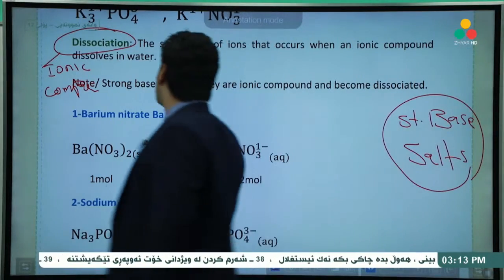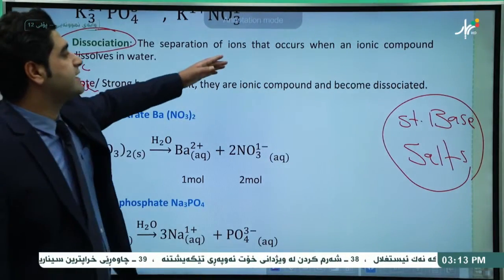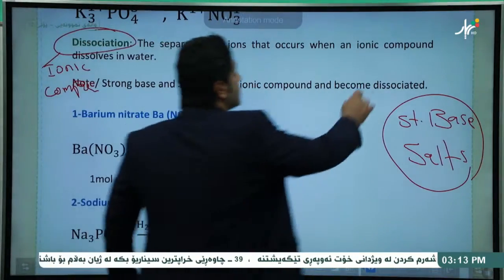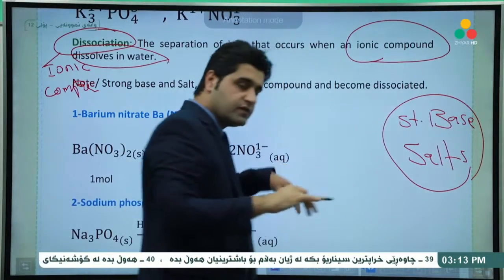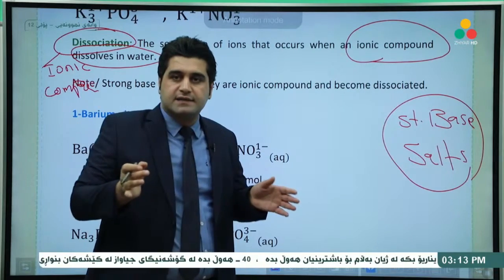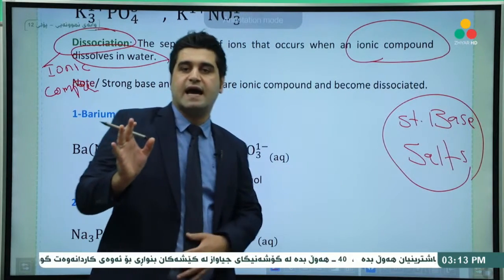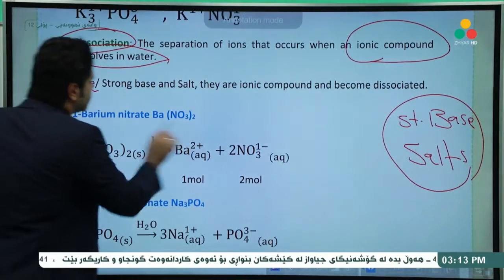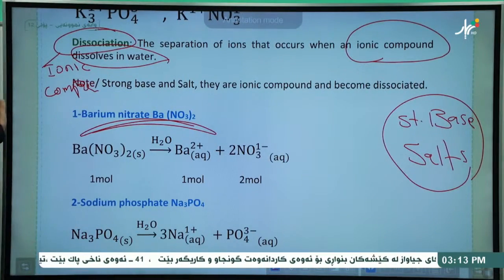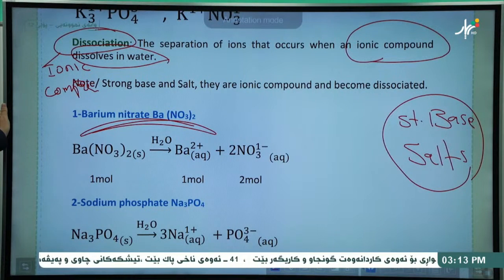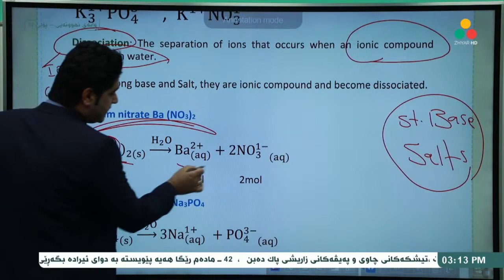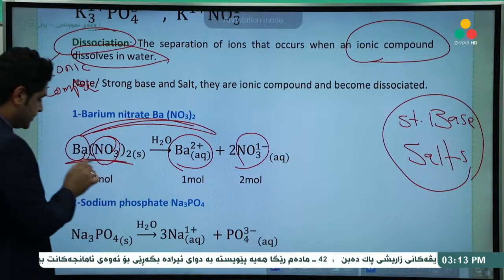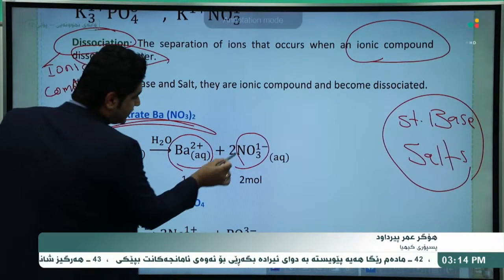Okay. Dissociation reaction is the separation of the ions that occurs when the ionic compound dissolves in water. Look, ionic compound in the water will be dissolved, and then it will break apart to produce its individual ions. For example, barium nitrate is a salt. Salts are ionic compounds. So what will happen if we put ionic compound in the water? They're going to dissociate. BaNO3, we have Ba and NO3. Then balance the equation. We have 2NO3, so we should get 2NO3.